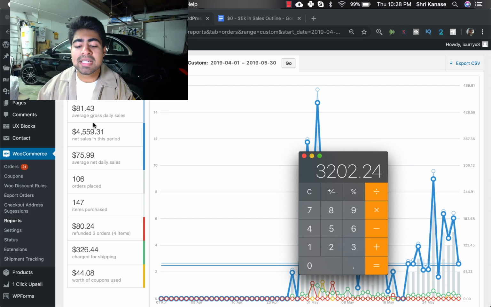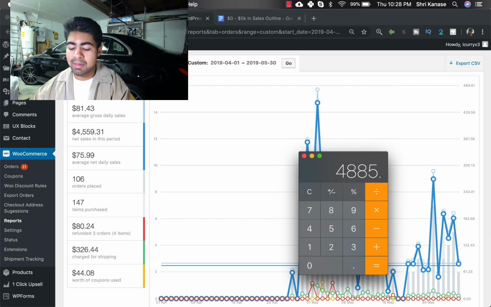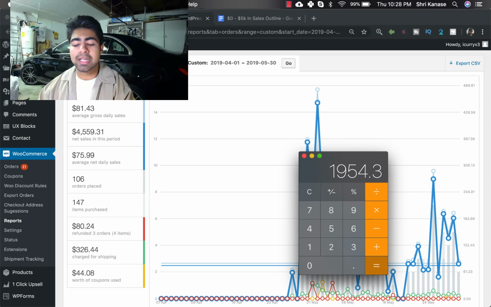So if we go ahead and type in $4,885.75 and we multiply that by 0.40, we can see that the total cost comes to around $2,000. So let's take the gross profit and subtract that from this number. So $3,202, and let's just round this up to $2,000 for the total cost of goods, and we're left with the whopping $1,202 in profits.